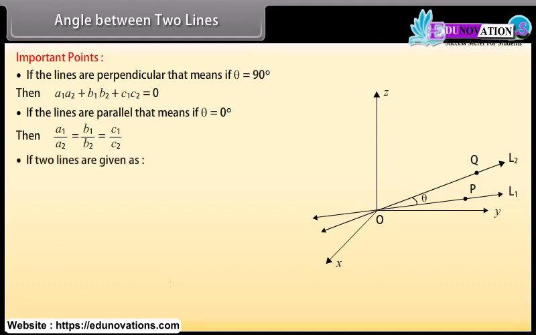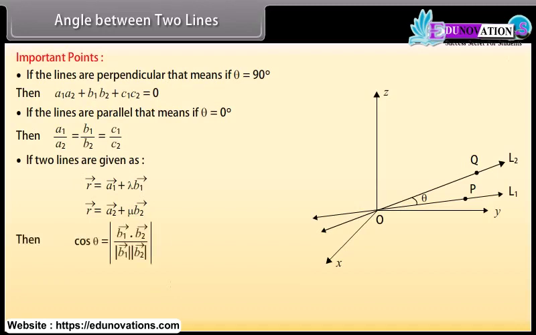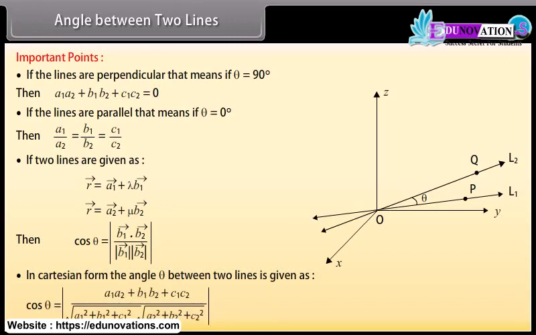If two lines are given as vector R equals vector A1 plus lambda vector B1, and vector R equals vector A2 plus mu vector B2, then cos theta equals modulus of (vector B1 dot vector B2) by (modulus of vector B1 into modulus of vector B2). In Cartesian form, the angle theta between two lines is given as cos theta equals modulus of (A1A2 + B1B2 + C1C2) divided by square root of (A1 squared + B1 squared + C1 squared) into square root of (A2 squared + B2 squared + C2 squared).